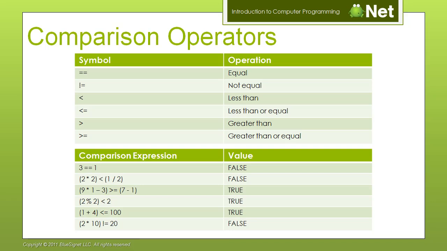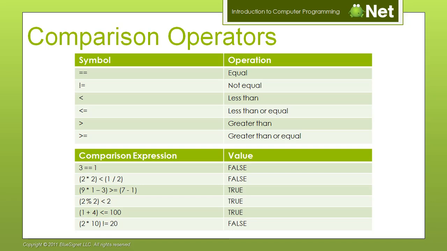As we talked about in the last slide, here's some examples of comparison expressions. Does 3 equal 3? If you look in the right column, that's false, because that's not a true statement. 2 times 2, which is 4, is less than 1 divided by 2, which is 0.5. Well, that's just flat wrong. That's false. Now order of operations, people. 9 times 1, which is 9, minus 3, so that will be 6. So 6 is less than or equal to 7 minus 1, which is 6. That is a true statement, so it's true.